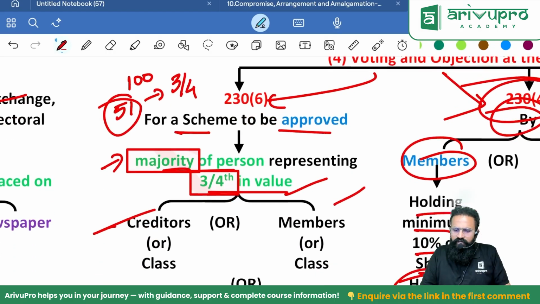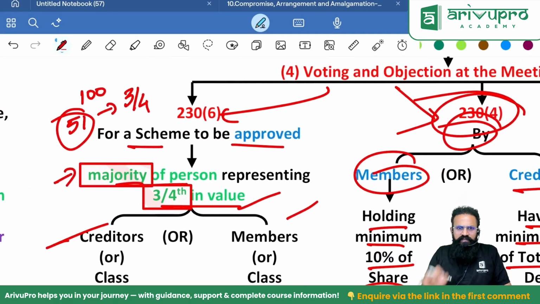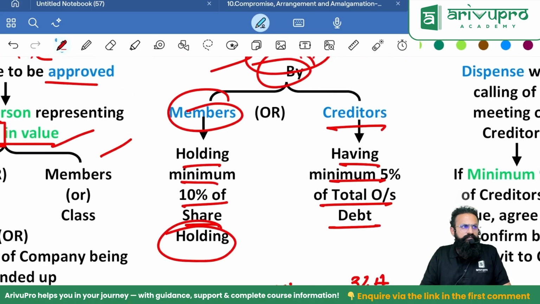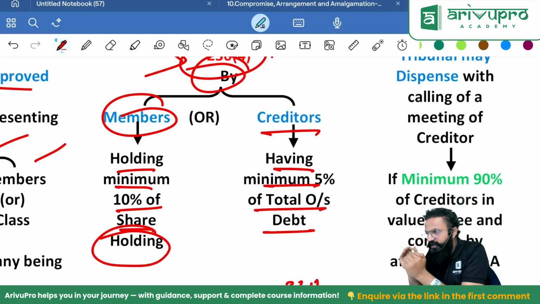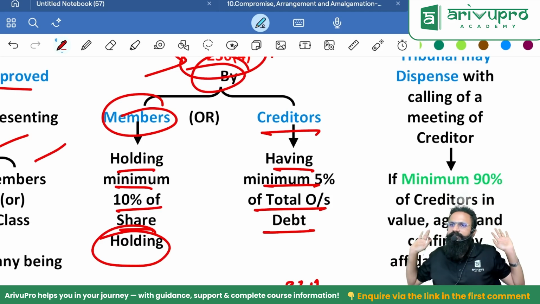The left one is voting, the right one is objection. Clear? So they're telling you, if someone has to object to the scheme, it should be members holding a minimum of 10% of the shareholding. If it is creditors, the creditors must hold 5% of the total outstanding debt. Outstanding means whatever is not yet repaid. Whoever is holding 5% can now go and object to the scheme.